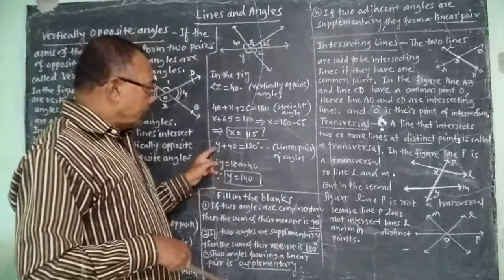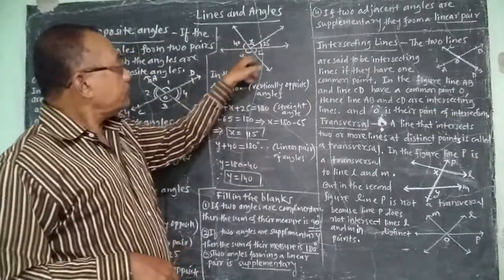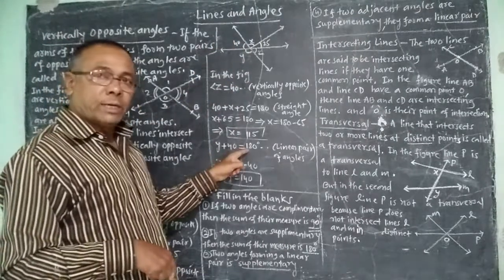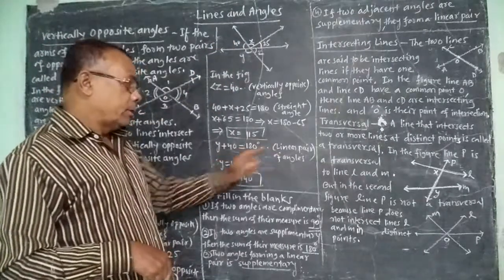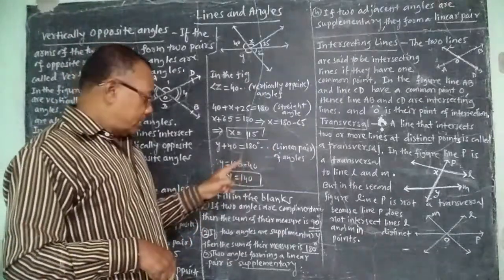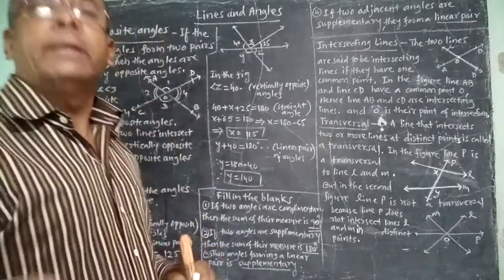Here we know that y and 40 form a linear pair, and therefore the sum of the two angles is 180, and therefore y is equal to 180 minus 40, that is y is equal to 140 degrees.